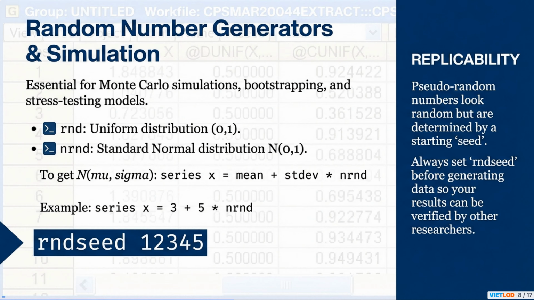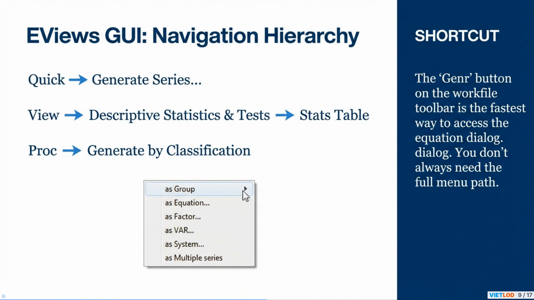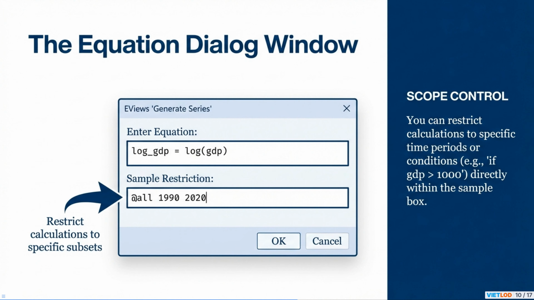Crucially, these are pseudo-random numbers. To ensure your simulation results are replicable, always set a starting seed using the RND seed command before generating the data. This guarantees that anyone running your code will get the exact same sequence of random numbers, as shown in the example RND seed 1, 2, 3, 4, 5.